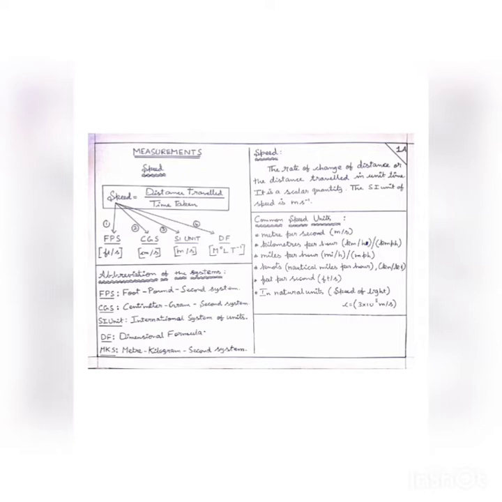The definition of speed is the rate of change of distance, or the distance traveled in unit time. It is a scalar quantity. The SI unit of speed is meter per second. Some of the common speed units are meter per second, kilometer per hour, miles per hour, knots, that is nautical miles per hour, and feet per second. Generally, the speed of light is 3 into 10 to the power 8 meter per second.